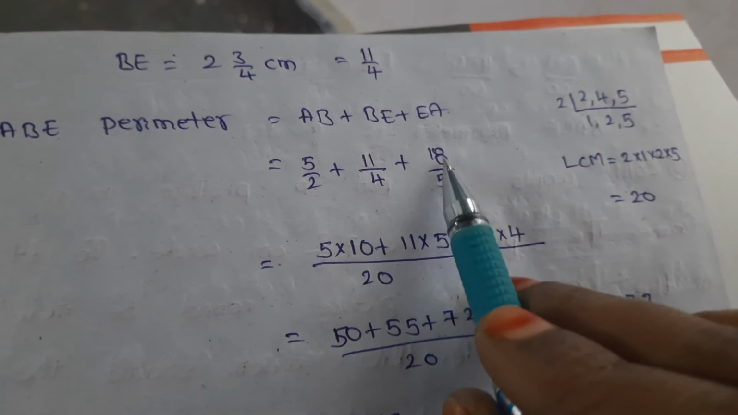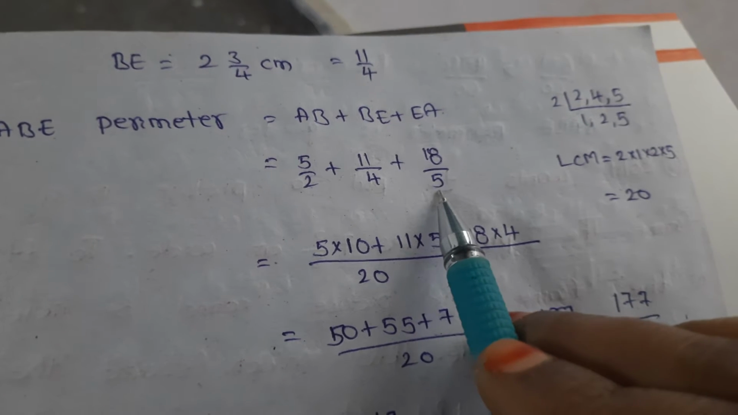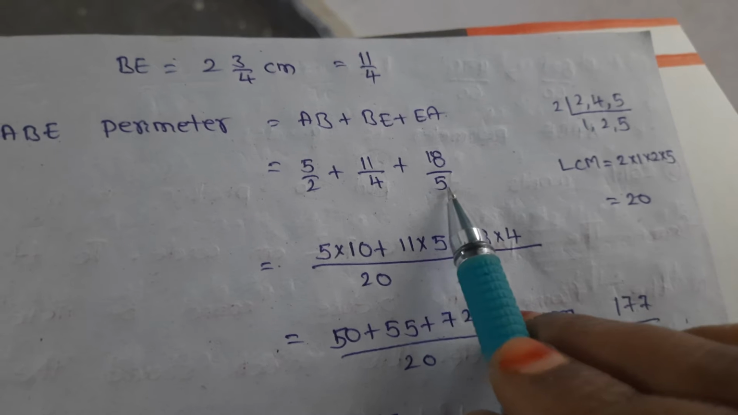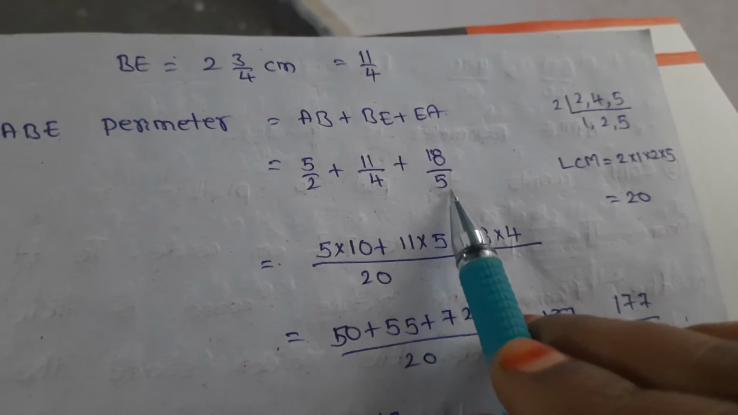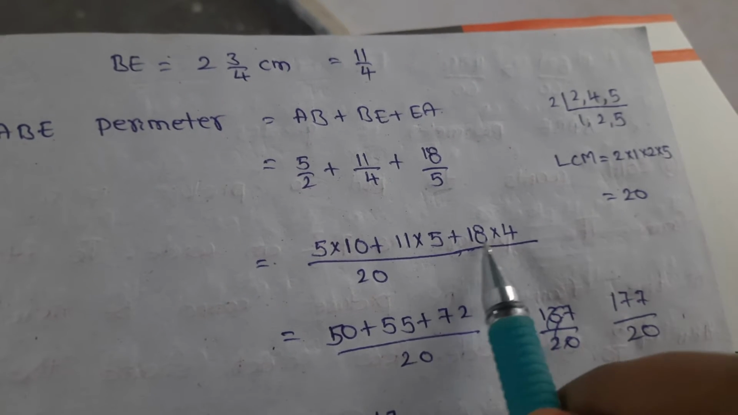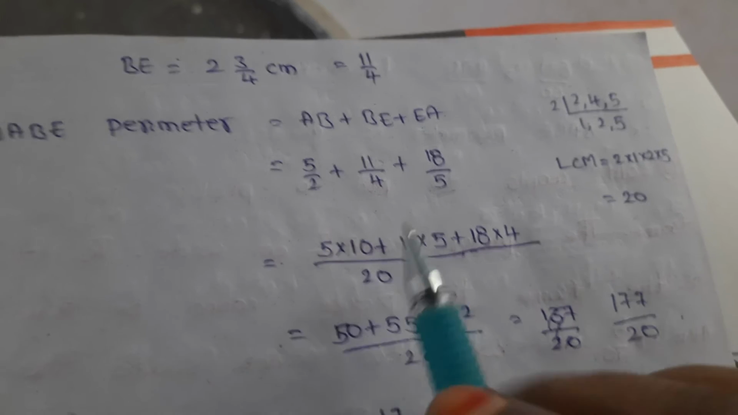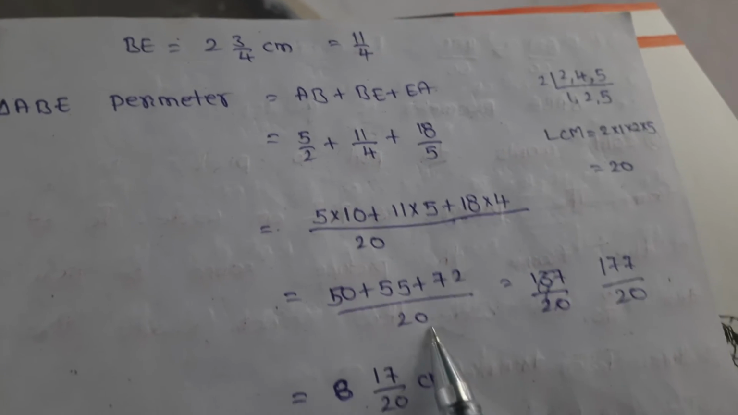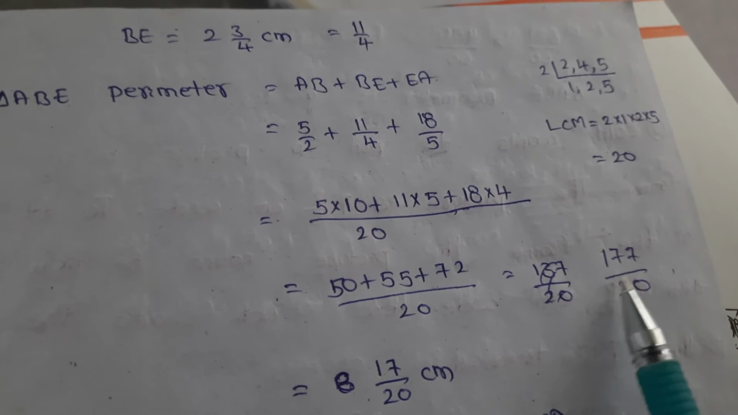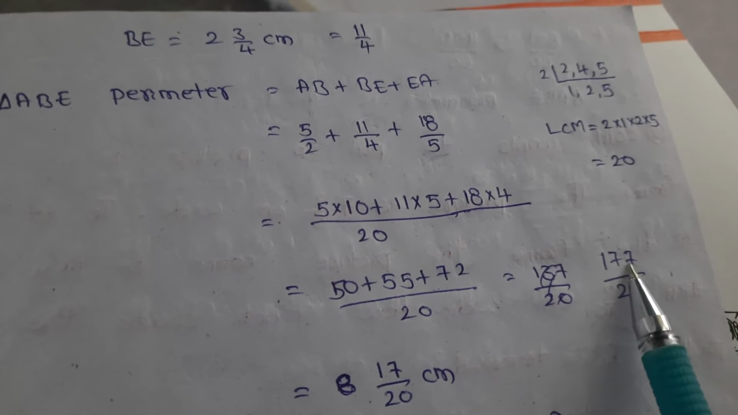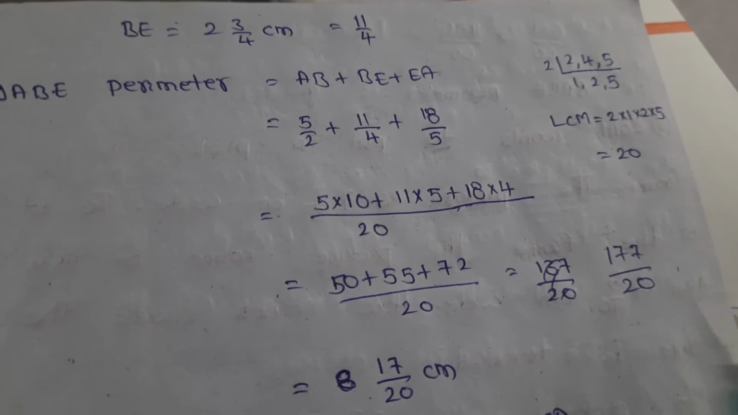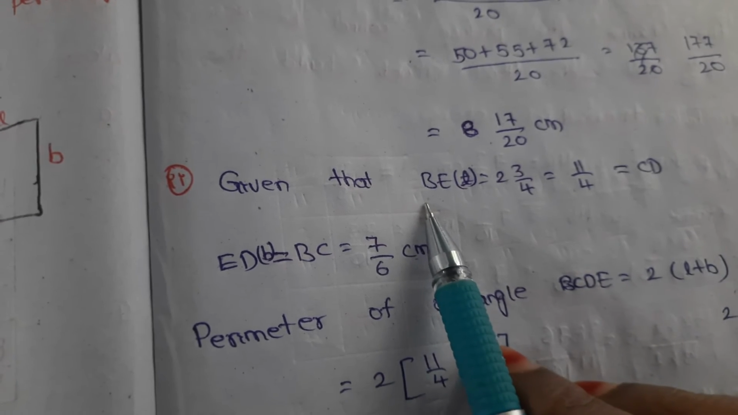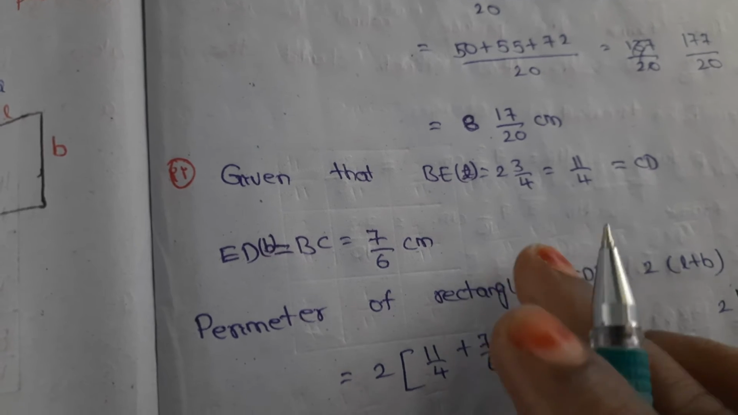And then one more fraction, 18 by 5, also the denominator should be equal to 20. For this one, we are going to multiply the numerator and denominator with 4. Then the numerator becomes 18 into 4 by 20. Next, multiplying those numbers and adding, we get the perimeter of the ABC triangle is equal to 177 by 20. Next, in the same problem, we are going to find out the perimeter of the given rectangle.